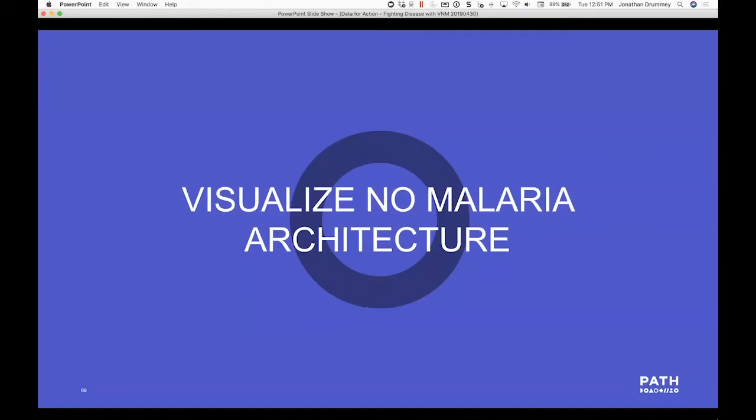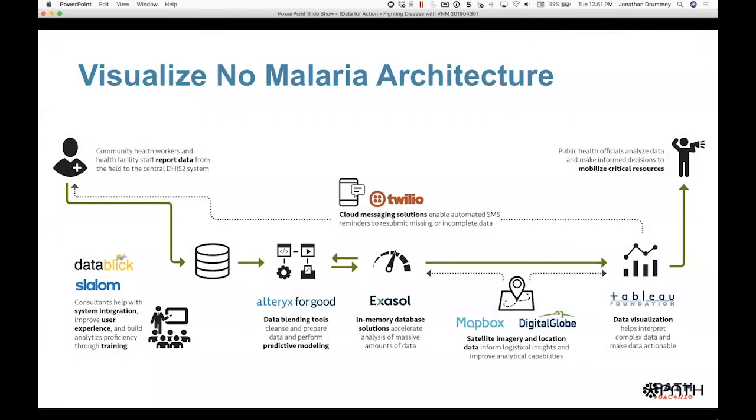So that's how we ended up with the tools that we have. The last couple of minutes, I'll talk about the architecture for a little bit. We have community health workers and health facility staff who are reporting data that's going into DHIS2. Then we're using Alteryx and a little Power Query as well to process that data and prepare it. Some data is going into Exasol, some's going into Excel and text files out of that, as far as storage of the data, and then we're visualizing that inside of Tableau.